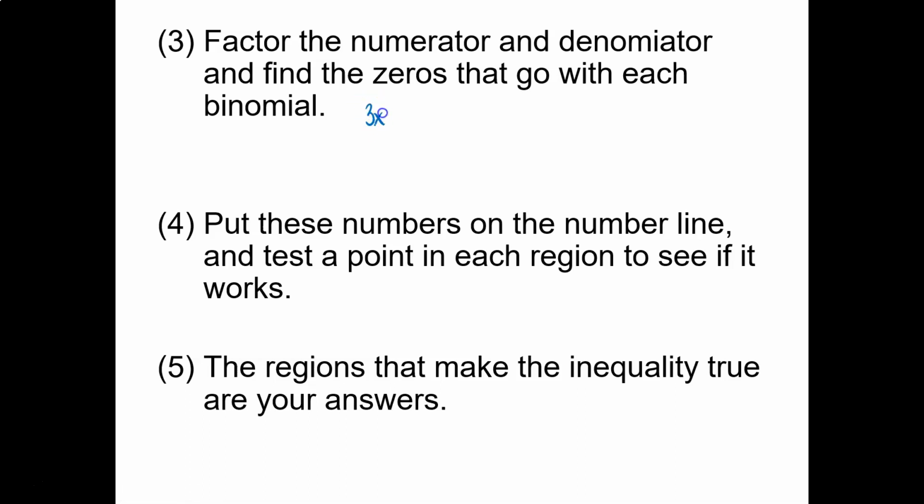So we had 3x plus 4 over, what was it? Just the x, right? Was it greater than or less than? Greater than 0. Do those factor? They don't factor. This is a really simple one because there are no squares or anything. These don't factor, so we're just going to find the zeros for both of them. 3x plus 4 equals 0, so 3x equals negative 4, so x equals negative 4 thirds. And then the bottom is just x equals 0.